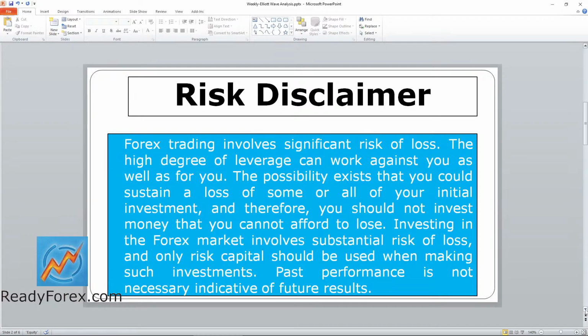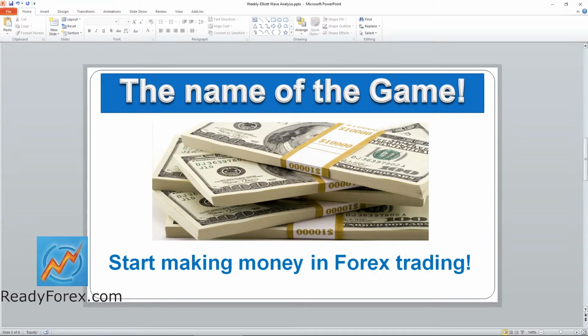First, there is a disclaimer. In speculation and investment, the name of the game is to make money. And in order to make money, you need a trading plan. You want to trade the market, but at the same time, you need a trading plan. You can't just jump into the market just because you think price is going to move up or down.